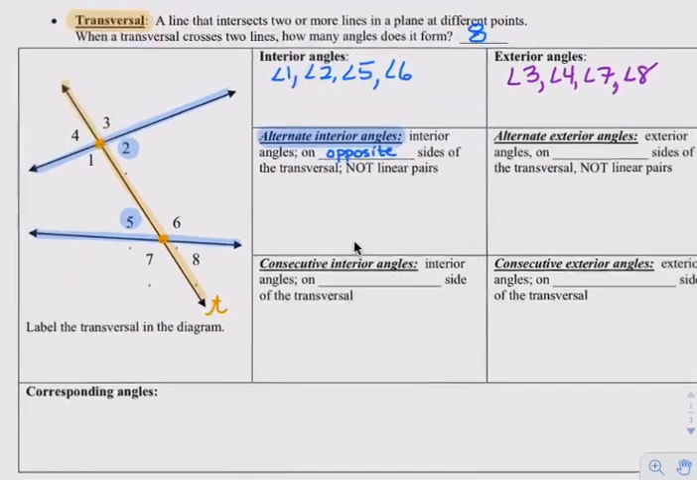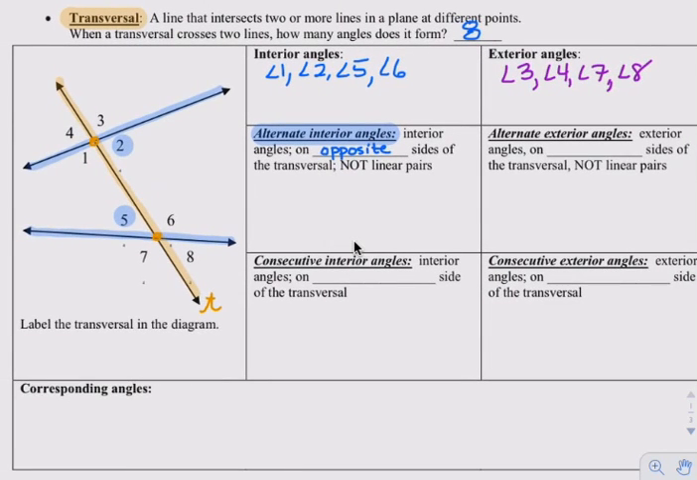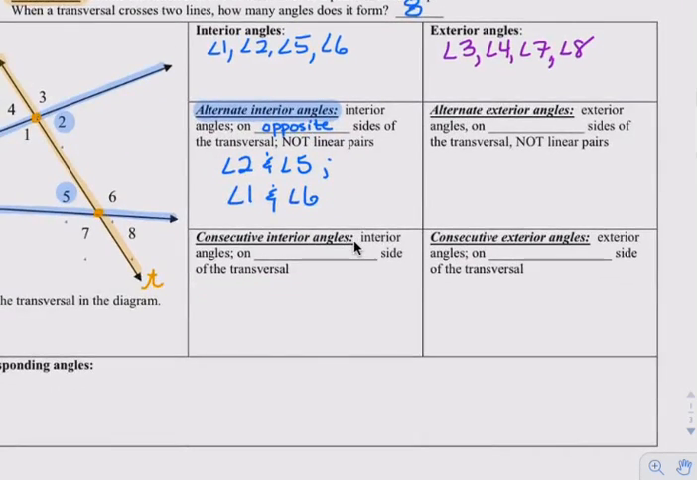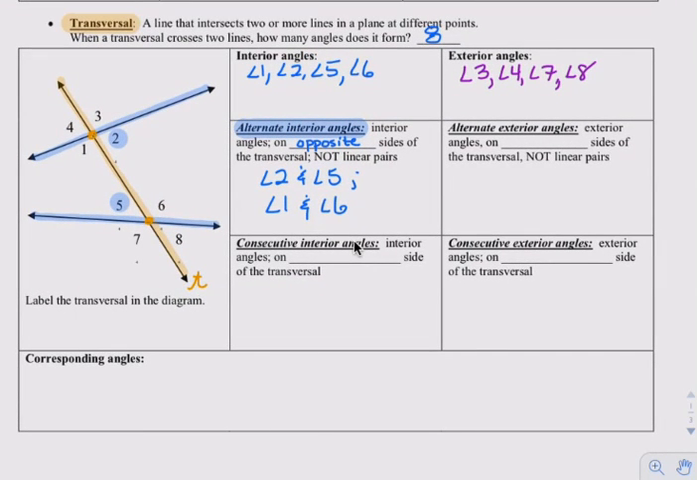So the first kind of special angles there are alternate interior angles. So angle 2 and angle 5, these are pairs of angles, so they'll go together. And then the other pair would be angle 1 and angle 6. All right, let me stick with interiors here.